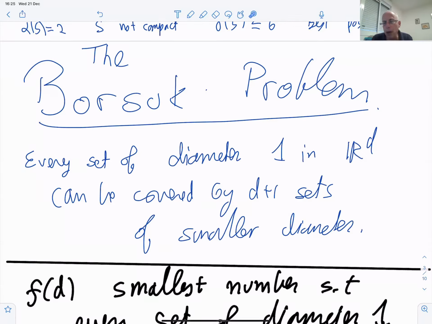And I should say that about 10 years ago, I wrote a paper about problems around Borsuk's original problem, and it has many problems. Some of them were settled in the meantime. So let me move on.